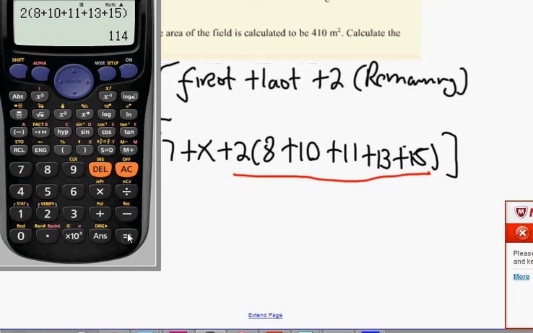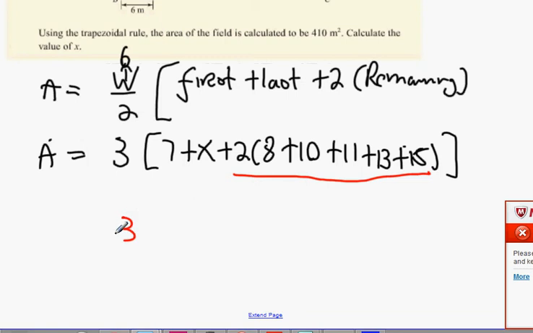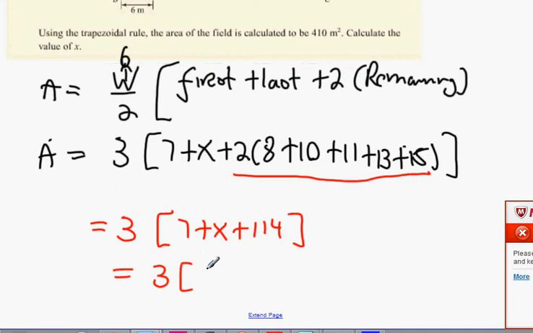Close, and what we get there is 114. So we're going to get 3 times 7 plus X plus 114. Now that that's done, we're going to get 3 times 121 plus X. Now what does it say? It says the full thing is 410. I got that from the question.